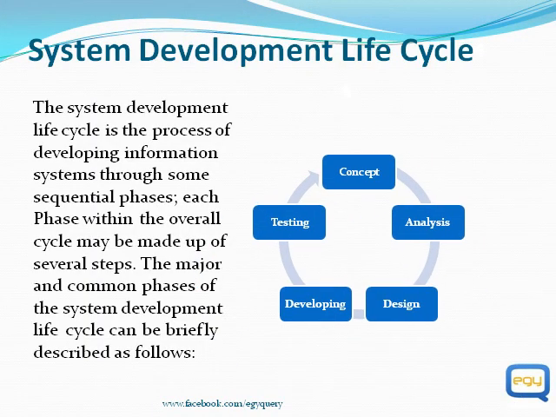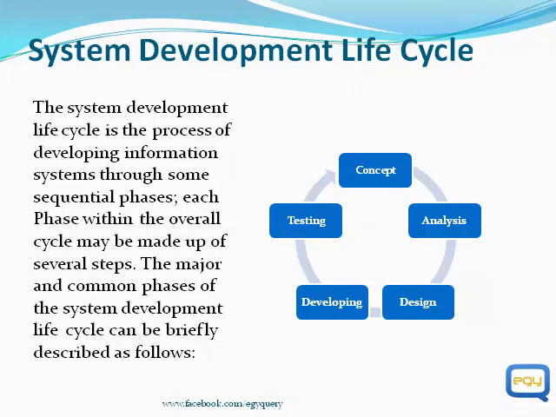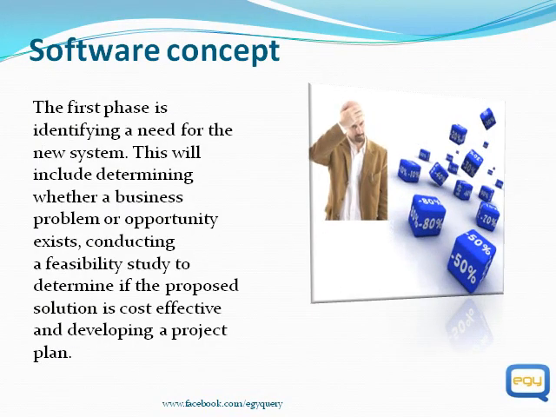System development life cycle. The system development life cycle is the process of developing information systems through some sequential phases. Each phase within the overall cycle may be made up of several steps. The major and common phases of the system development life cycle can be briefly described as follows. Software concept. The first phase is identifying a need for the new system. This will include determining whether a business problem or opportunity exists, conducting a feasibility study to determine if the proposed solution is cost-effective, and developing a project plan.